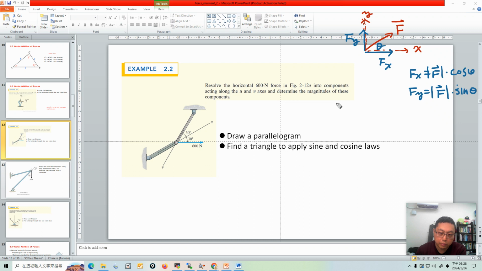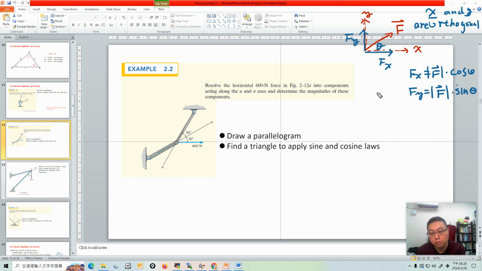But that's easy because x and y are orthogonal. The coordinates are orthogonal to each other. Orthogonal, in other words, perpendicular (垂直). x and y are perpendicular to each other, so the force decomposition is very easy.